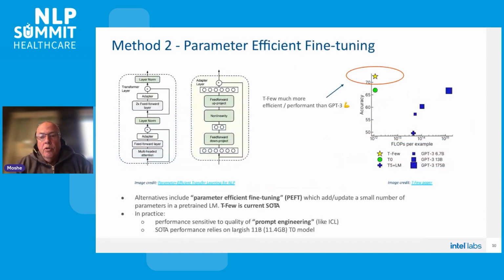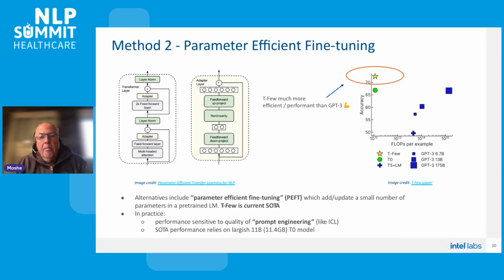The most recent approach for few-shot learning is based on parameter efficient fine-tuning. This is an idea that goes back a few years. Instead of fine-tuning all the parameters of a language model, what if we could find a way to fine-tune only a small number of the parameters? So in practice, we insert special layers, which are called adapter layers. And then we essentially just train the weights of those adapters while leaving the rest of the network untouched.